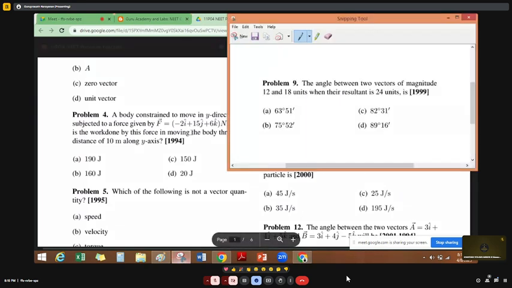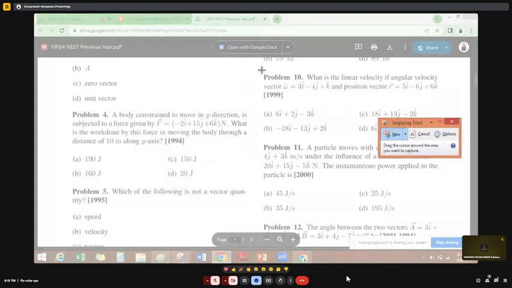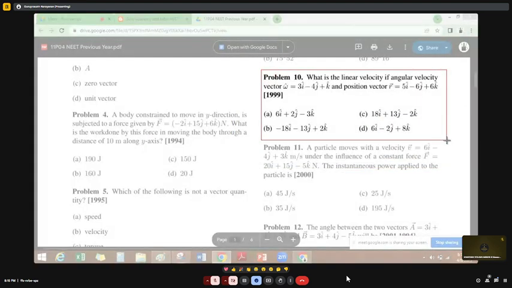Linear velocity, angular velocity. Okay, this is also very important, very similar to that R cross F.